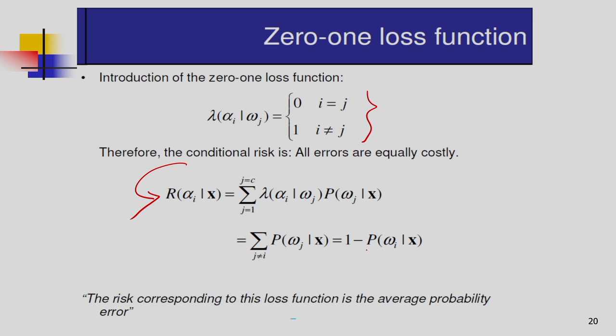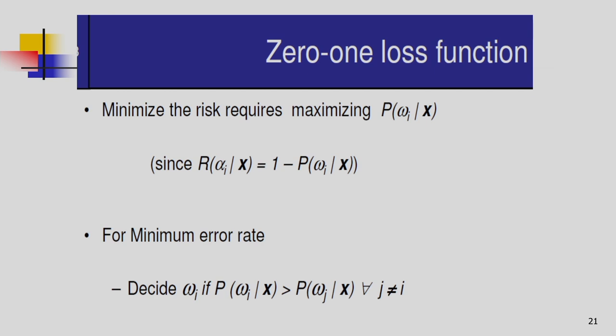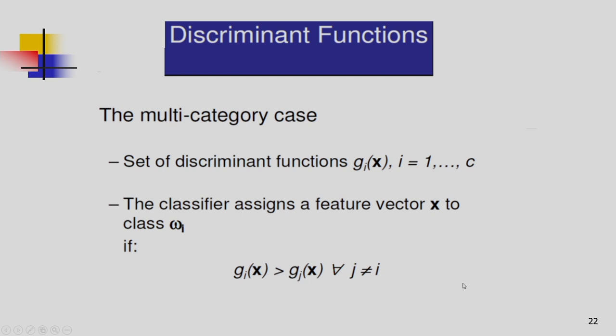And here you can see, we have to maximize this to minimize the risk. If the probability of omega i given x is maximum, then the risk will be minimum. So, this is the concept of the 0-1 loss function. Minimizing the risk requires maximizing the probability of omega i given x. For minimum error rate, decide omega i if the probability of omega i given x is greater than the probability of omega j given x for i not equal to j. This is the decision rule. So, this is the concept of the 0-1 loss function.